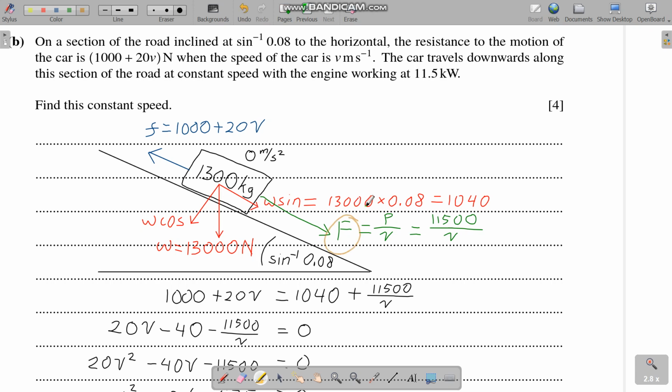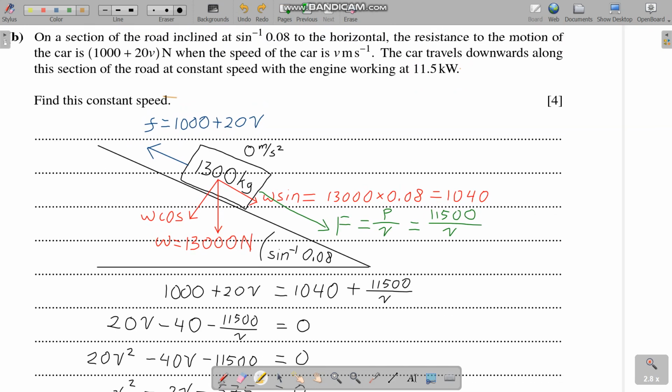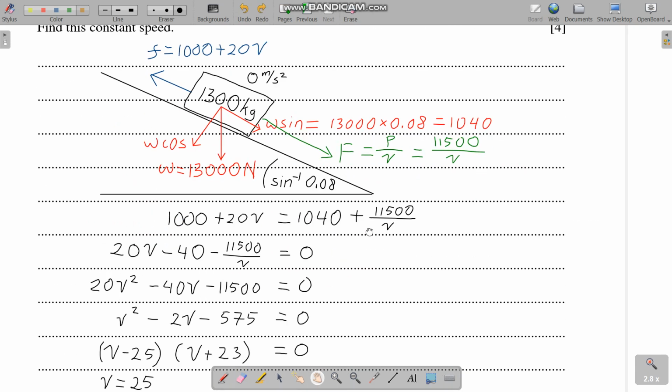So the engine force is engine power divided by velocity. We know that the engine power is 11,500 in watts. And we are using sigma F equals 0 because this is constant speed, which means we have 0 acceleration. So the forces up the slope equal the forces down the slope. Up the slope we have this, down the slope we have this. We are solving for v.